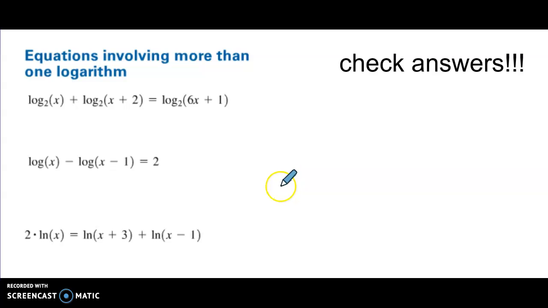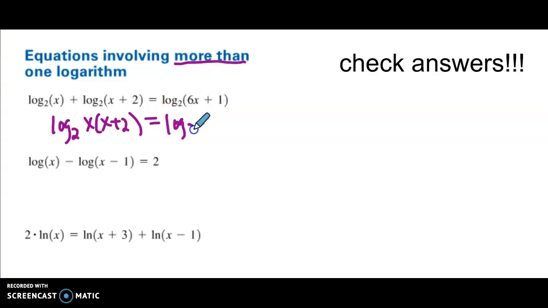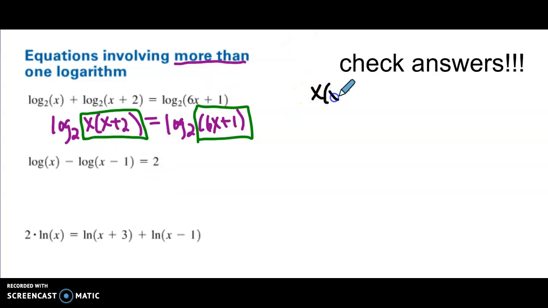That's one. Now, if there's more than one log, then we're going to have to use those properties that we learned last chapter. So when I see two logs added together, I know that's writing it as a single log of the product. Does that make sense? Now, what's great is I have log base 2 of this is supposed to equal log base 2 of that. The only way that's going to happen is if this equals that. I can drop the log once I have log of this equals log of that. I just set those two things equal to each other.